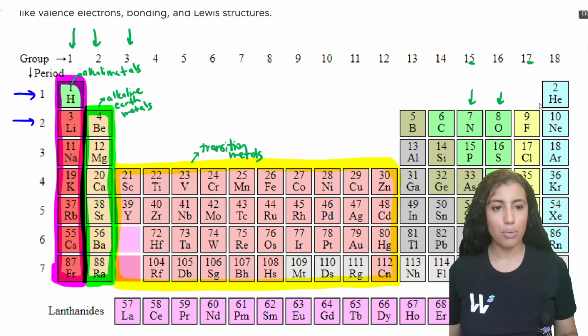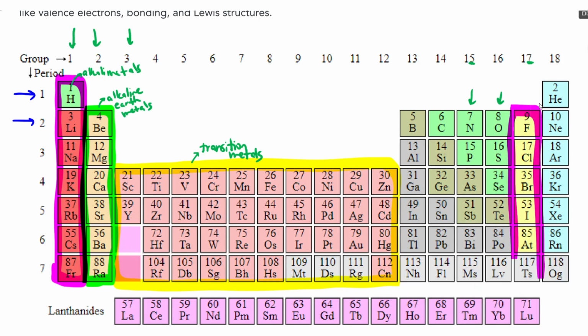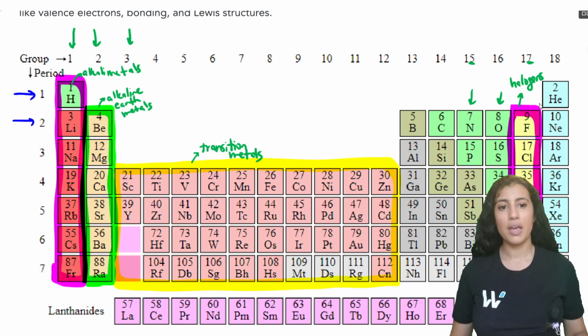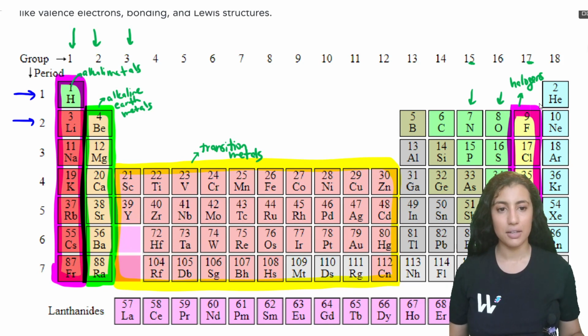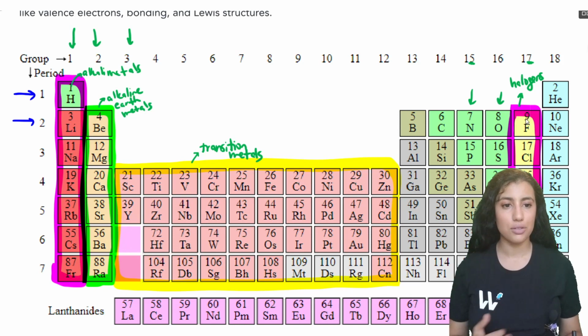Okay? The next really important group to know are the halogens. Okay, now the halogens are also quite reactive, and we'll talk about that in just a second. So this group is the halogens, and the last group on the right are our noble gases.